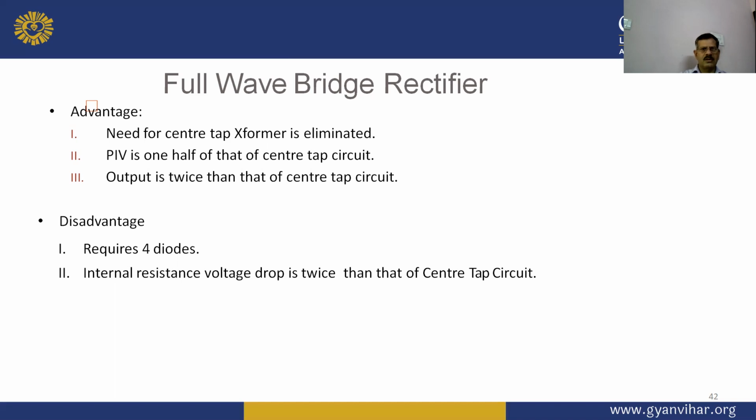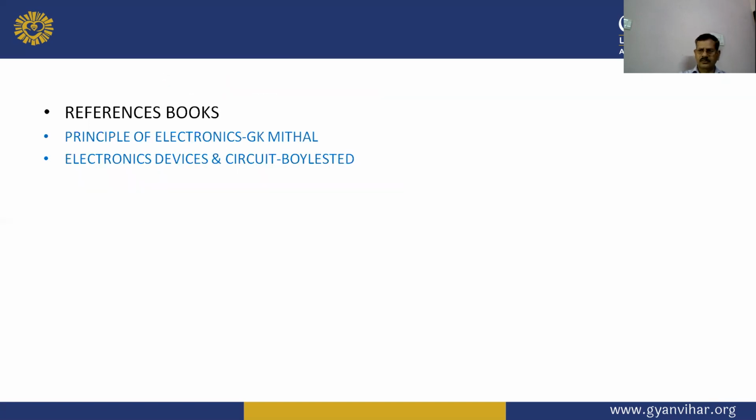There are also some disadvantages in the full wave bridge rectifier. The first disadvantage is that it requires 4 diodes, and the second is that the internal resistance voltage drop is twice that of the center tap circuit. These are some disadvantages of the full wave bridge rectifier. These are some reference books covering this topic. First is Principles of Electronics, and second is Electronic Devices and Circuits by Boylestad.